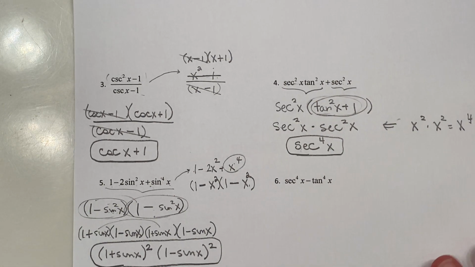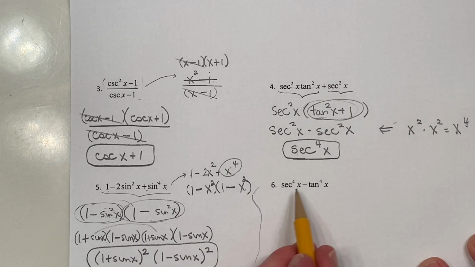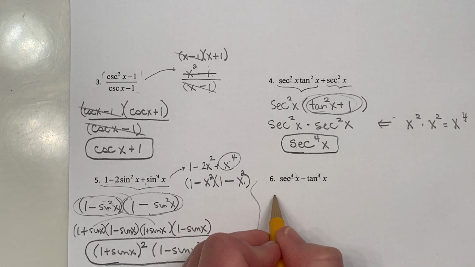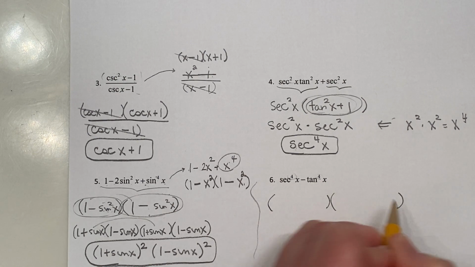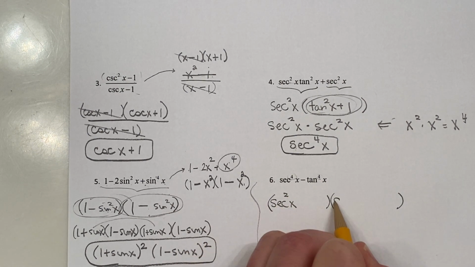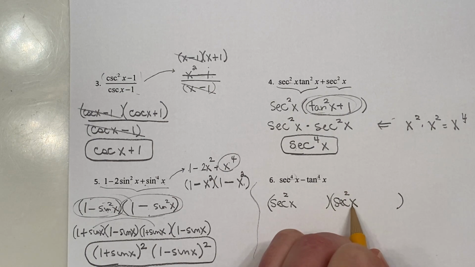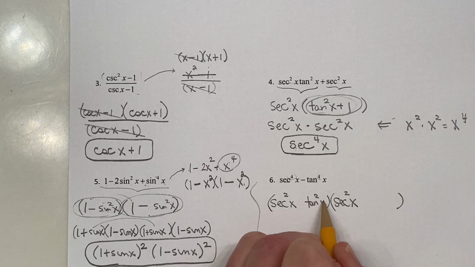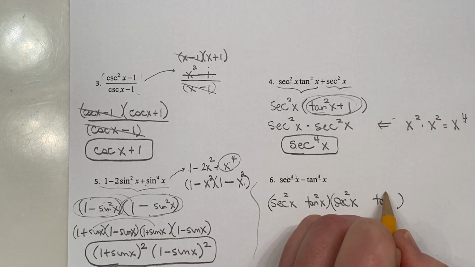Let's take a look at 6. 4th power, 4th power. I can't use the Pythagorean properties because I need 2's as my exponents, but I do see this as a difference of 2 squares. If I put secant squared here and secant squared here, I would get secant to the 4th. Likewise, tangent squared here and tangent squared here.